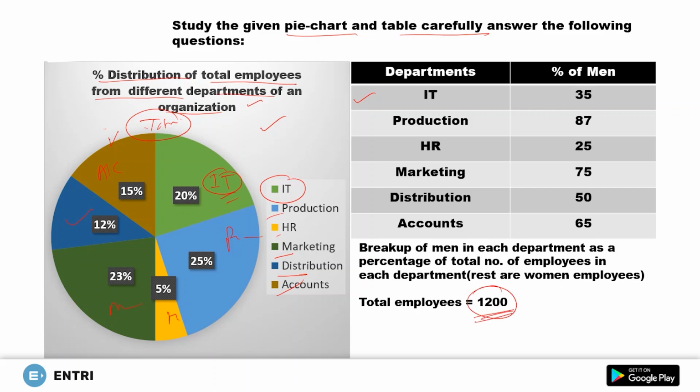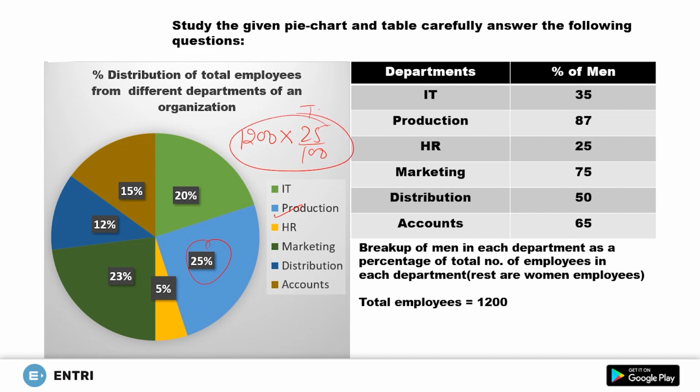So suppose you have to find the total number of employees in the production department, you just need to calculate 1200 into 25%. So you will get the total employees in the production department. Now there is one trick in this. Now these are totals, and this total will be equal to male plus female population. Okay, when this male plus female will be equal to this 20%.